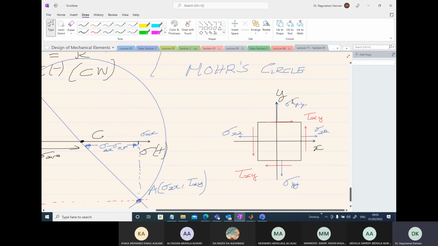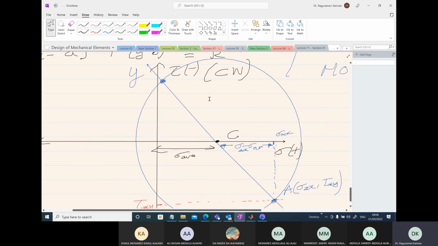So what are the coordinates of that point? Sigma yy and tau xy. When you extend the line in the opposite direction, you will get the coordinates of the point B here as sigma yy and tau xy in the clockwise direction, and therefore it is negative in the Mohr circle sign convention.